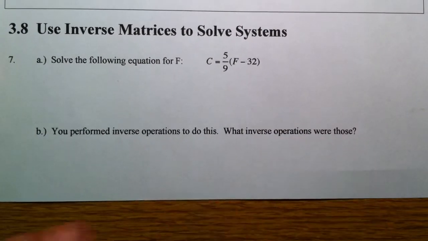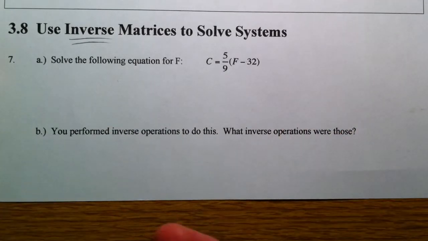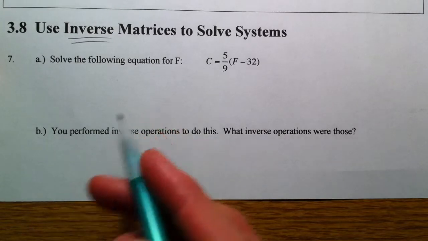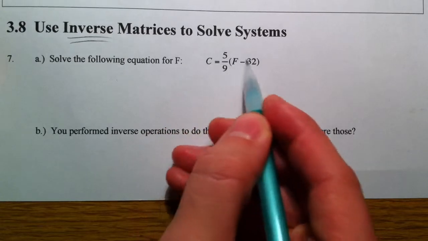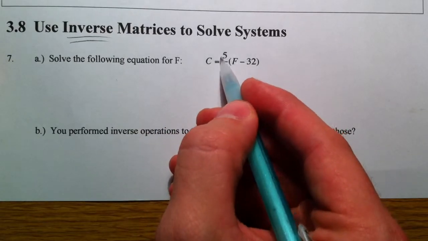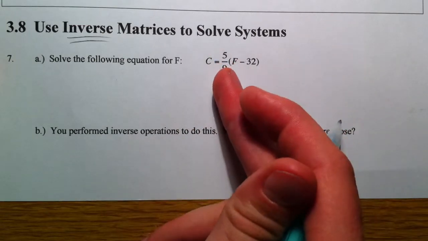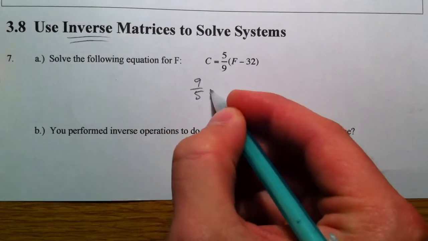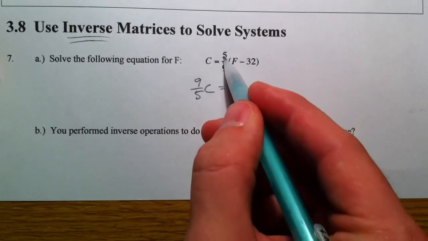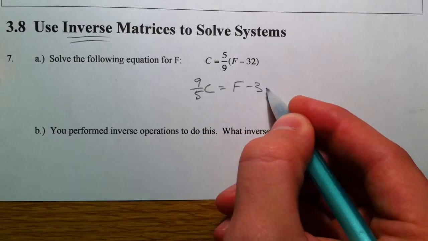Okay, we're going to talk about matrices and using inverse matrices to solve systems when we have two equations, two lines, things like that. But before we get to inverse of matrices, I want to talk about just inverse operations. So if I solve this following equation for f, the least connected to the f right now is the 5/9, and so what we've learned to do is multiply by the reciprocal, 9/5, and so if you do that, 9/5 times c, the 9/5 cancels out with the 5/9, and you're just left with f minus 32.